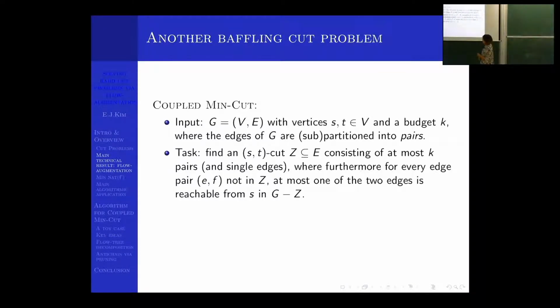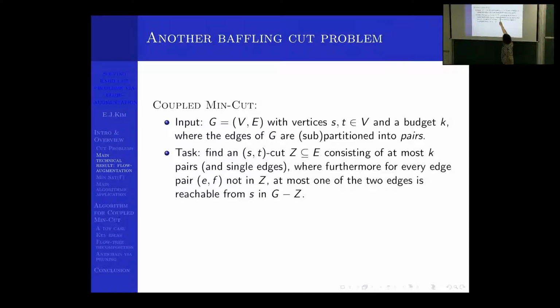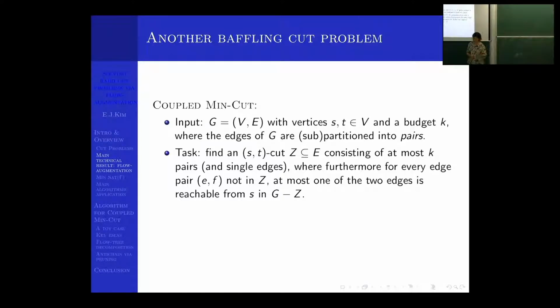And then the question is, we want to find an ST cut. Here I didn't say minimality. We want to find an ST cut Z which consists of at most K pairs. And furthermore, for every pair E, F where none of which is contained in Z, at most one of these two edges is fully reachable from the source in G minus Z.